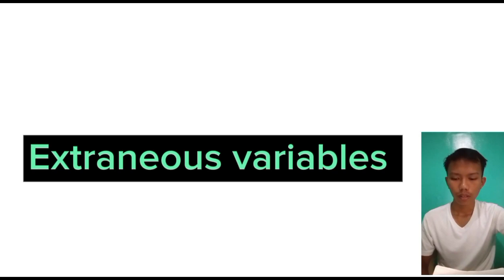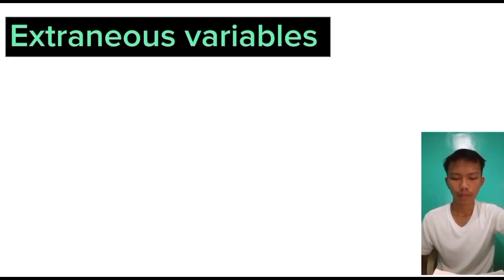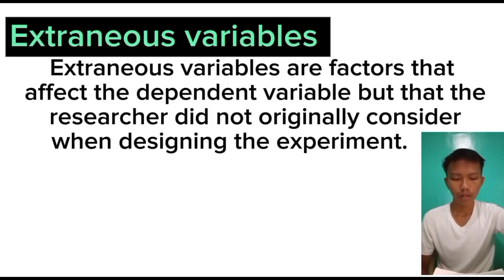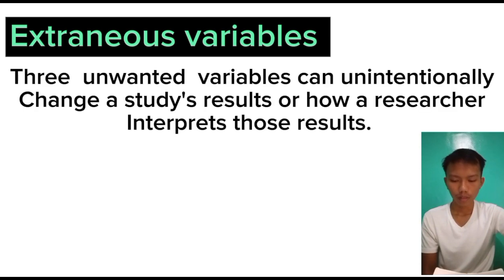The fourth is extraneous variables. Extraneous variables are factors that affect the dependent variable but that the researcher did not originally consider when designing the experiment. These unwanted variables can unintentionally change a study's results or how a researcher interprets the results.